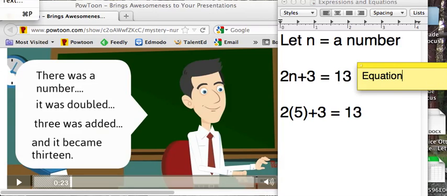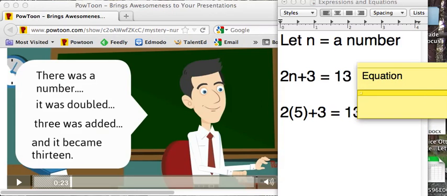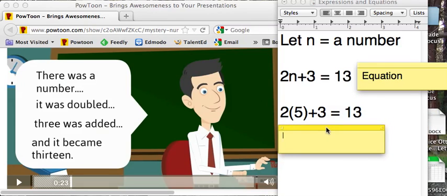What we've done here is we evaluated the expression. Evaluate the expression means that we put a value in for the variable. Instead of n, we have the value of 5.